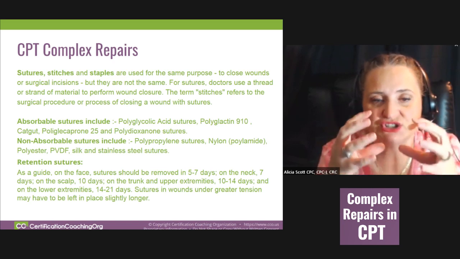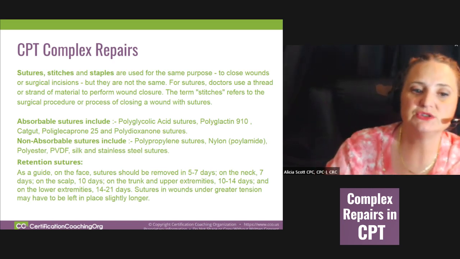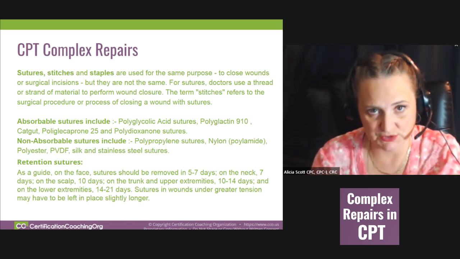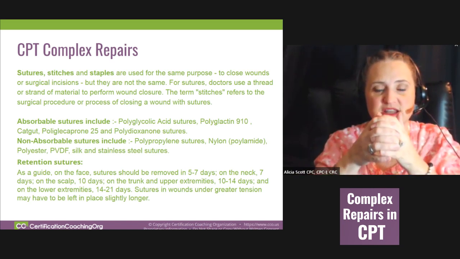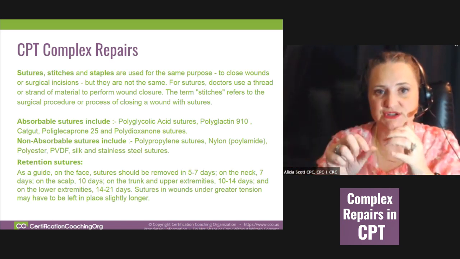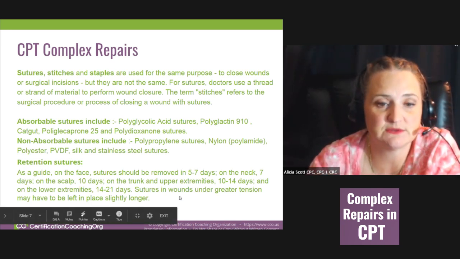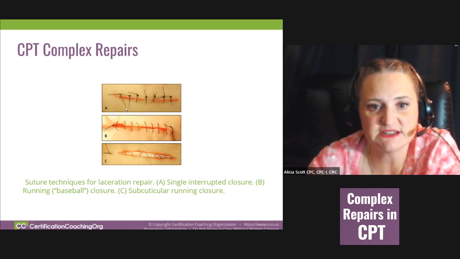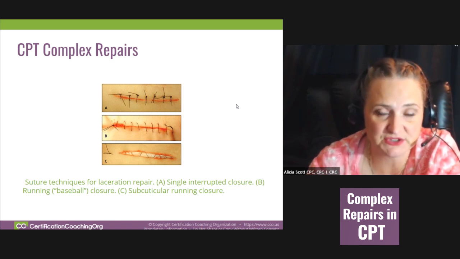And again, retention sutures are to kind of hold everything in place. Sometimes they will use non-absorbable sutures like this to put everything together, and then they'll go through and put a retention suture in there too. It just depends what they have to do. And we've got pictures of that. So this is what they look like. This is the most common, those single interrupted closures.